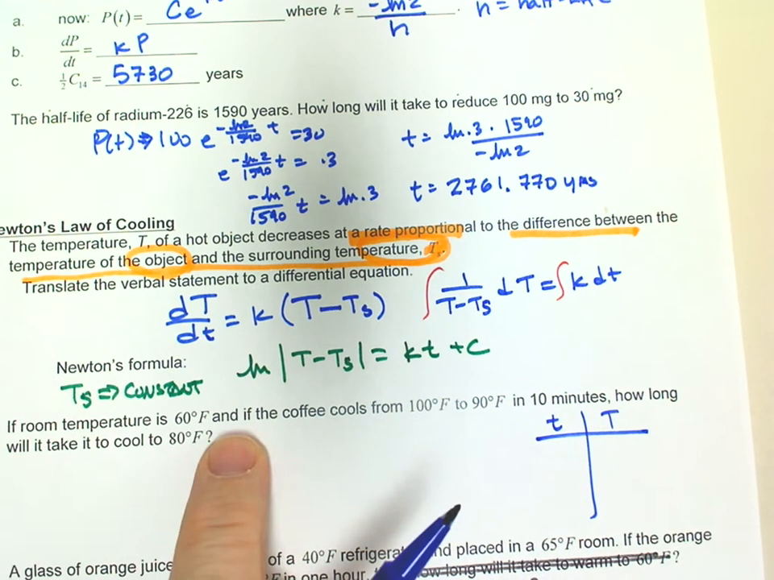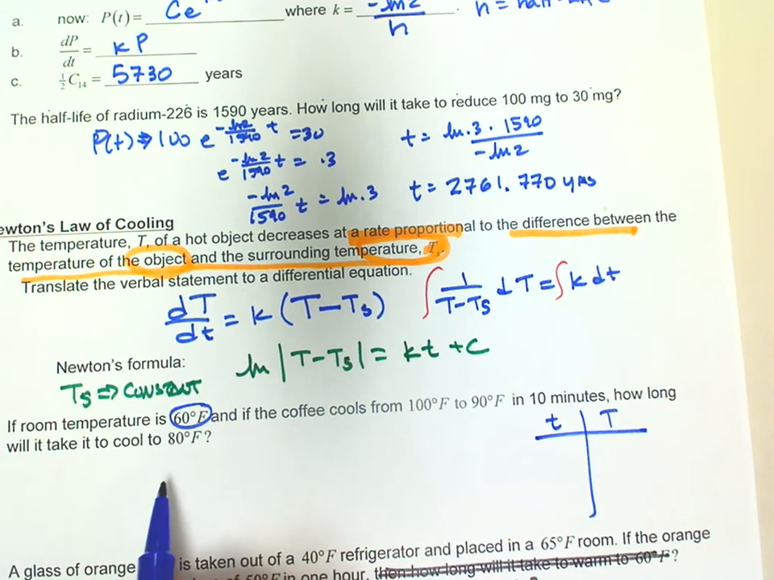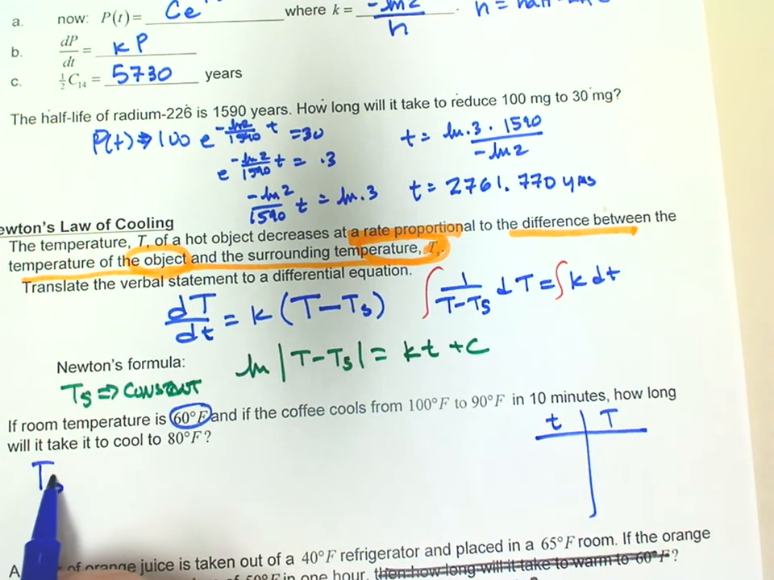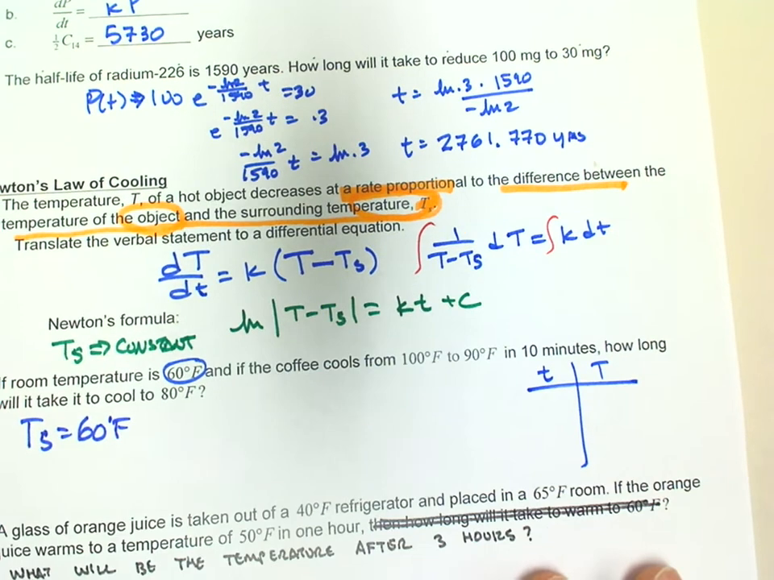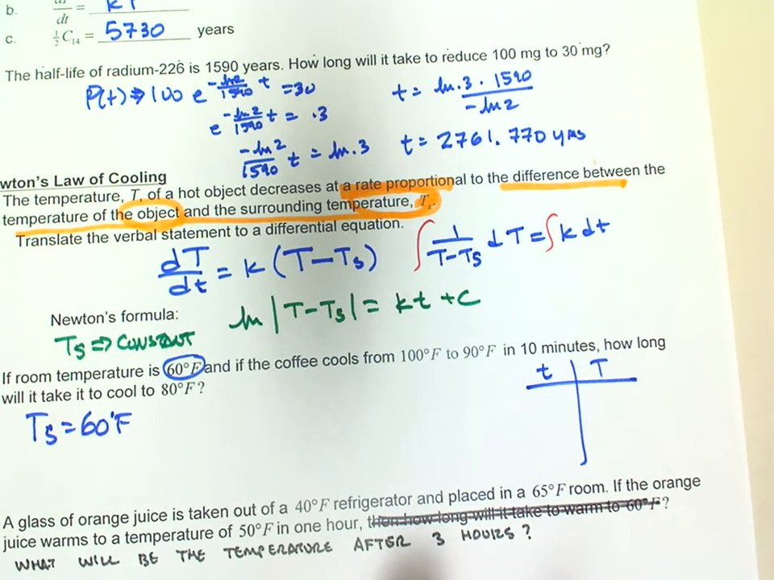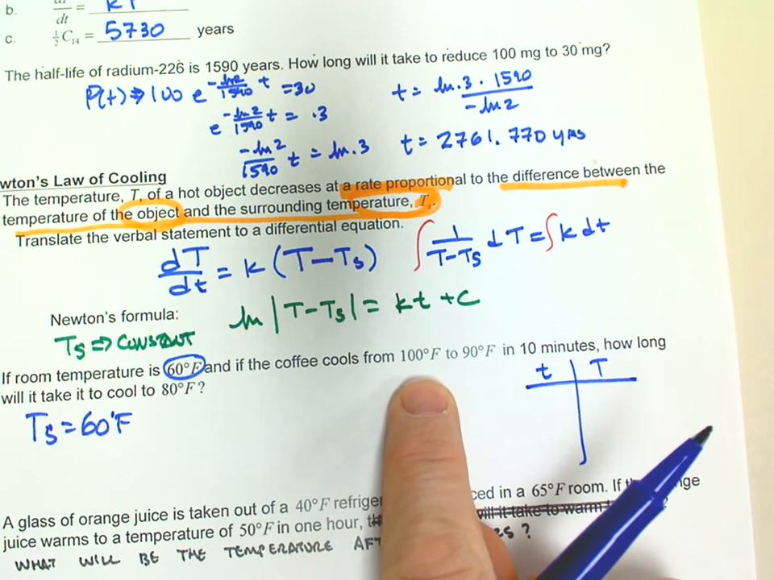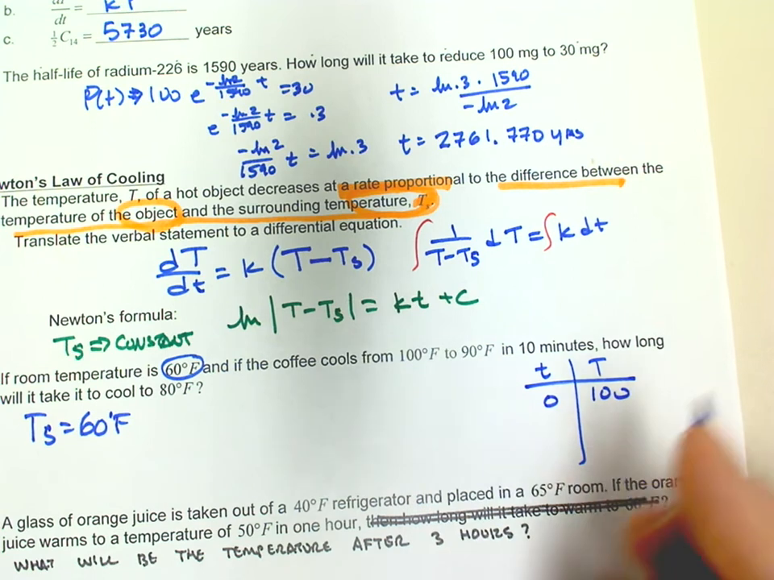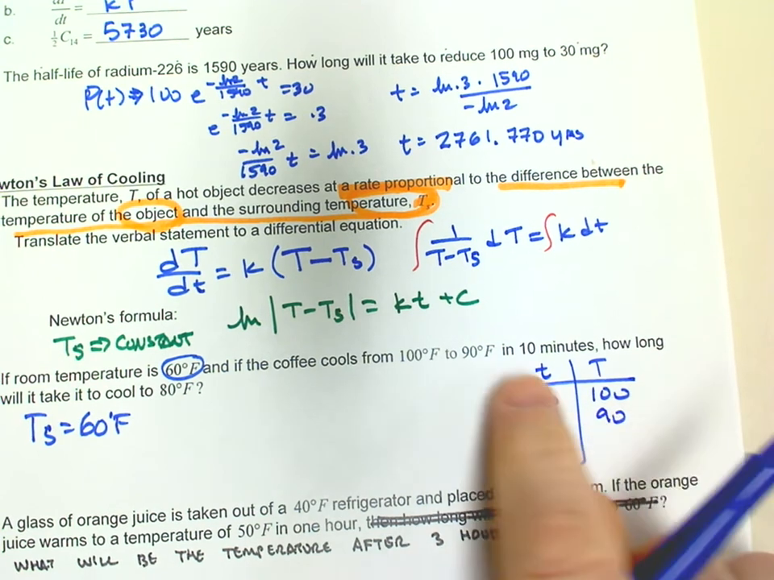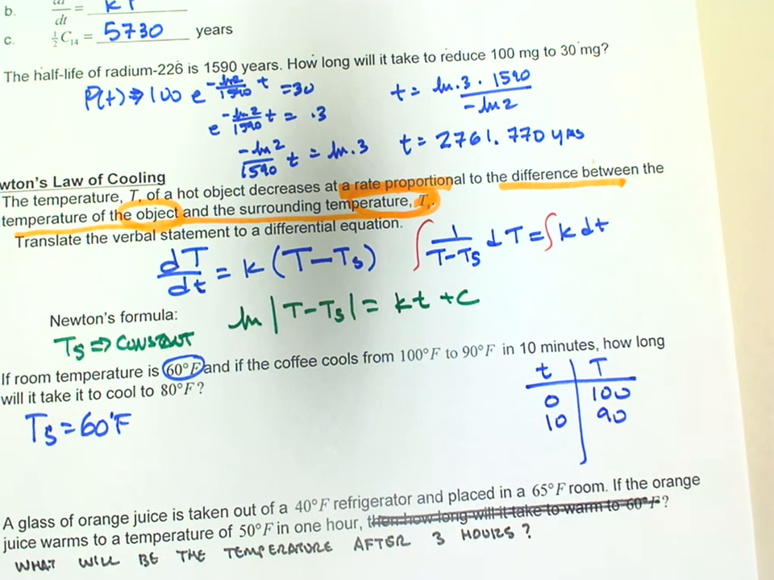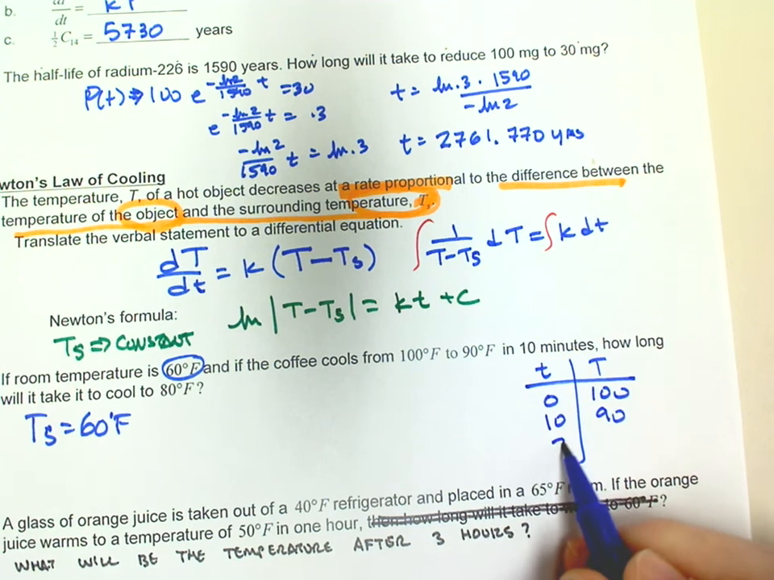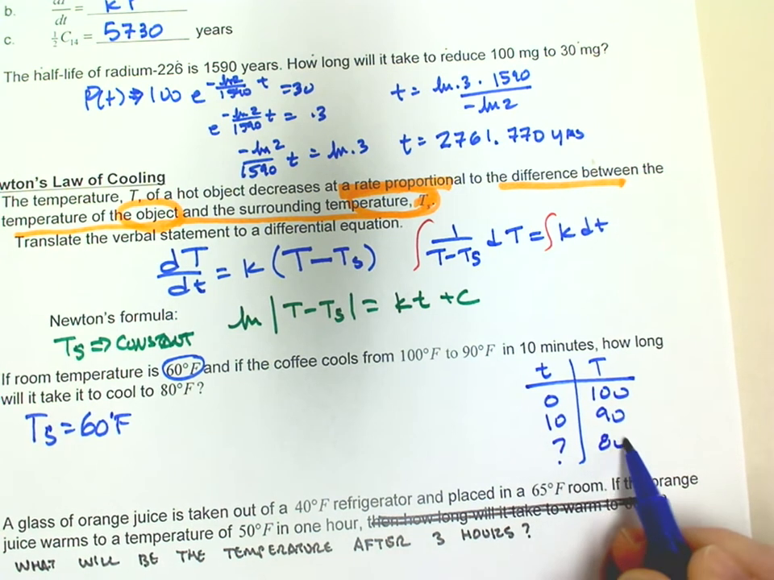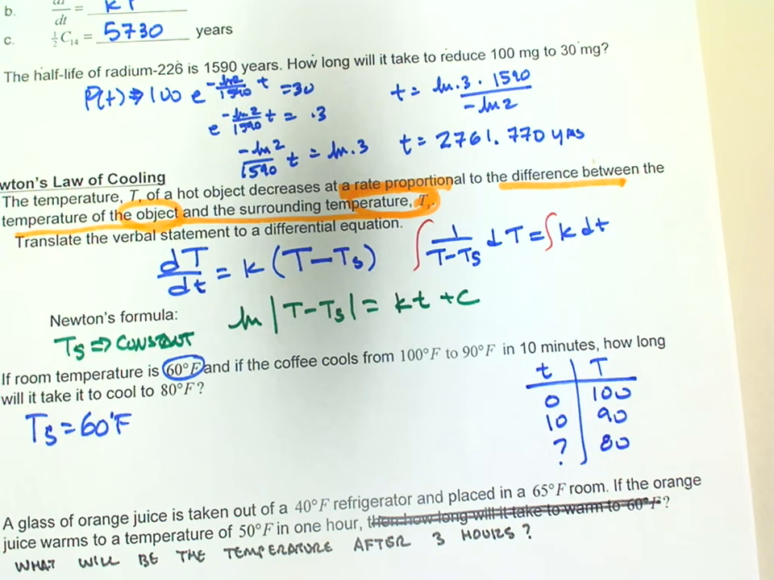If the room temperature is 60 degrees Fahrenheit, that's telling us the surrounding temperature, T sub S, is 60 degrees Fahrenheit. And if coffee cools from 100 degrees at the beginning, when T is 0, to 90 degrees in 10 minutes at T equals 10, how long will it take to get to 80 degrees? It kind of gives me everything in a nice, concise way.